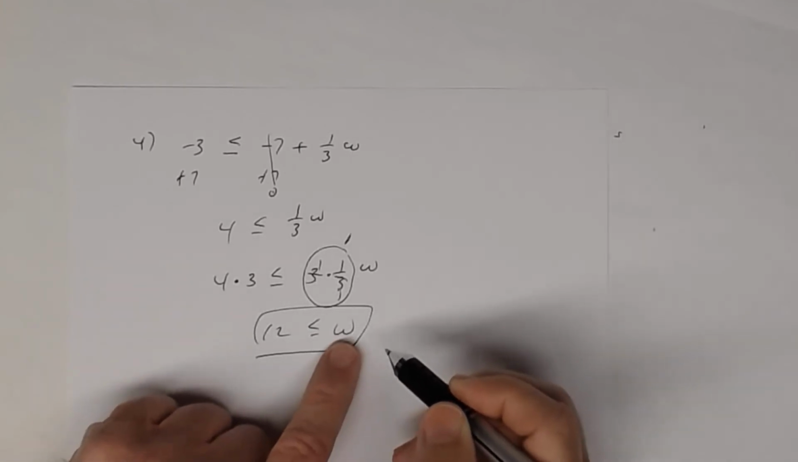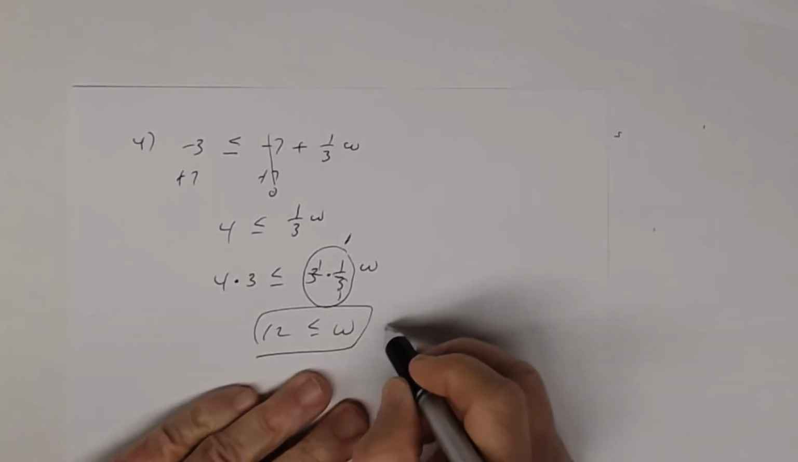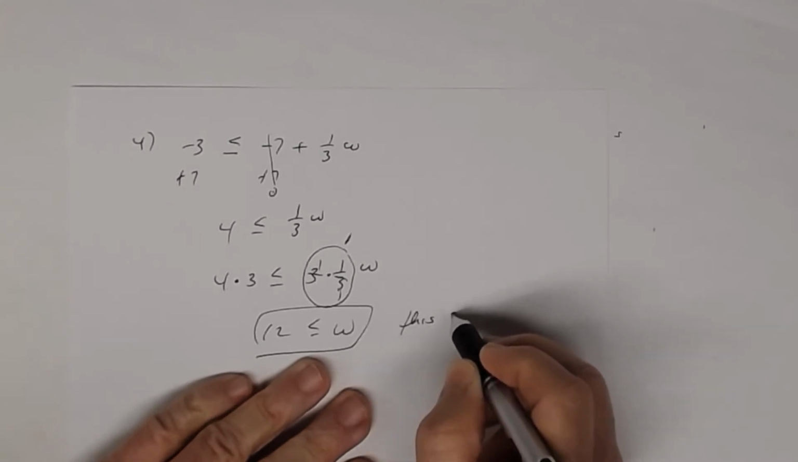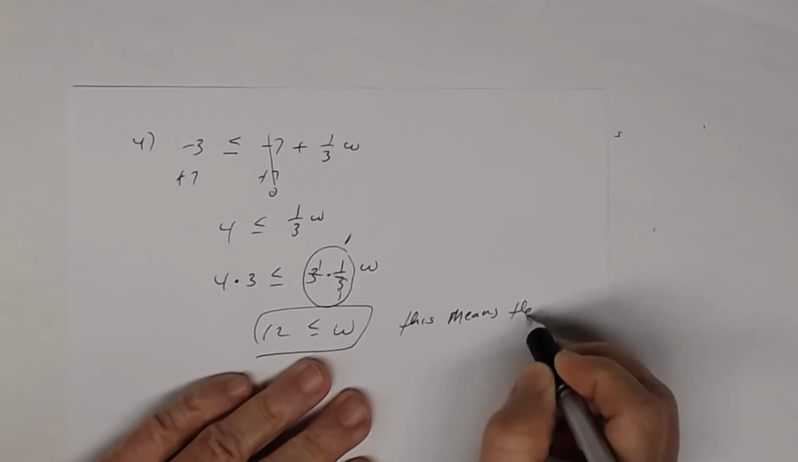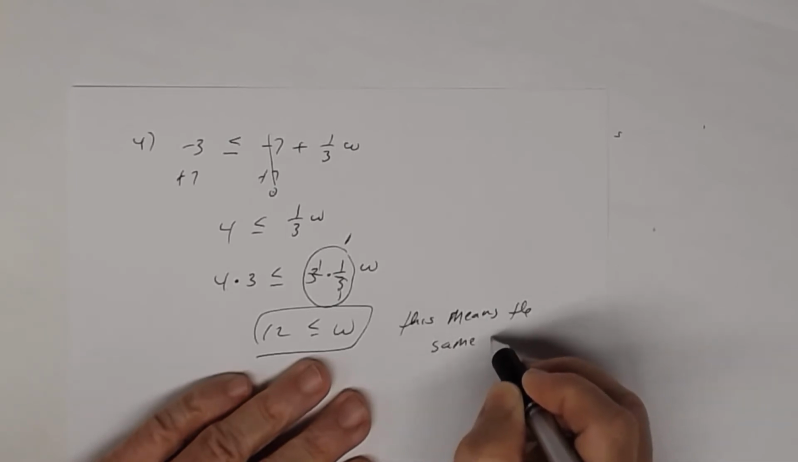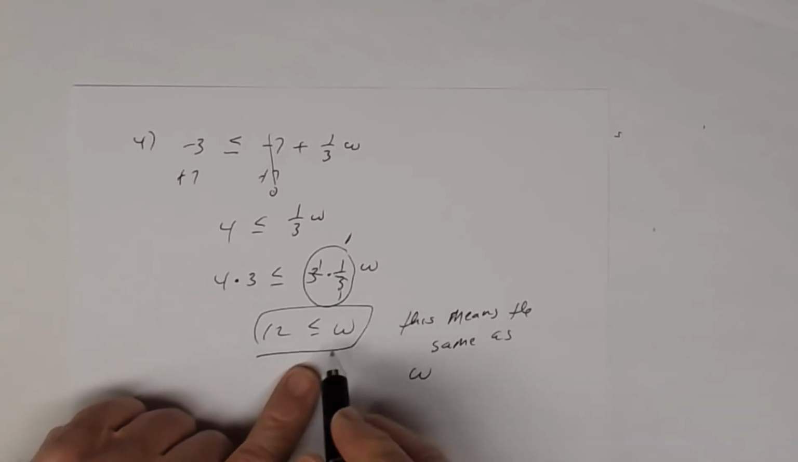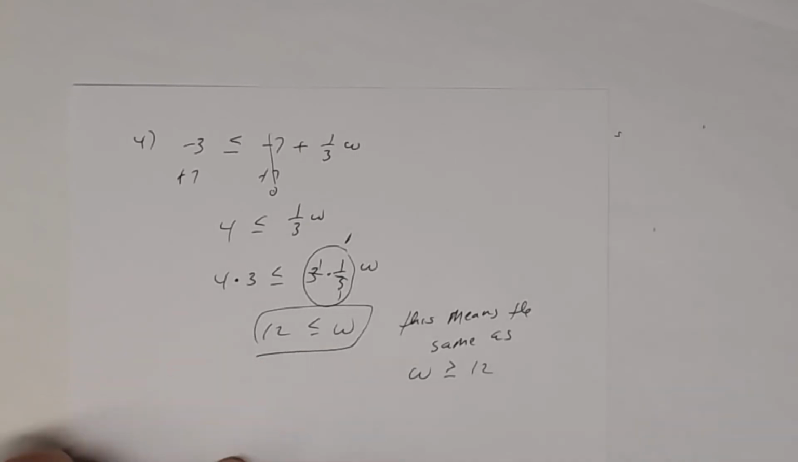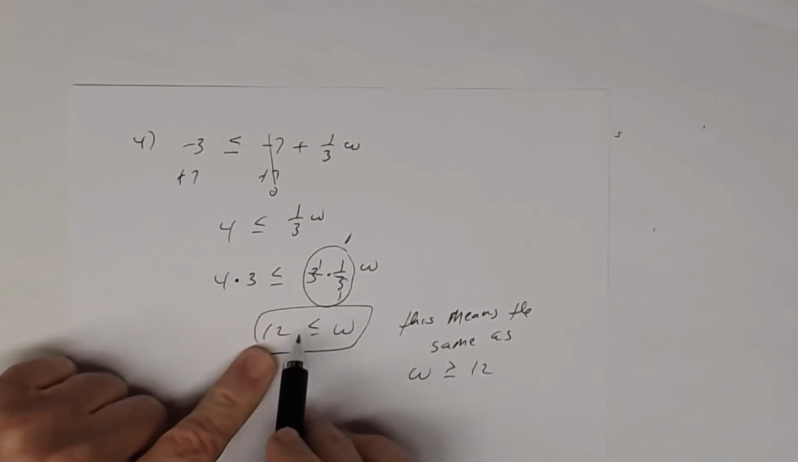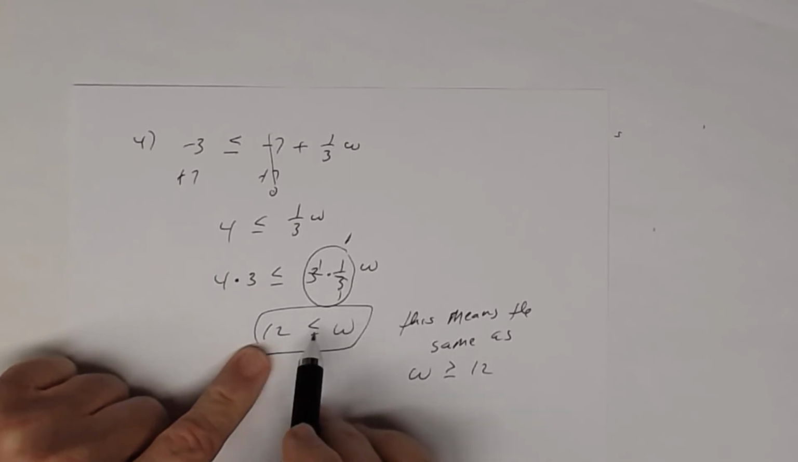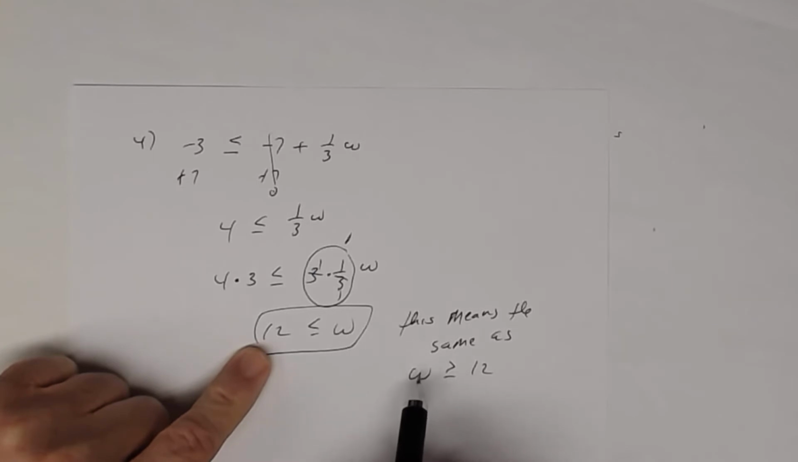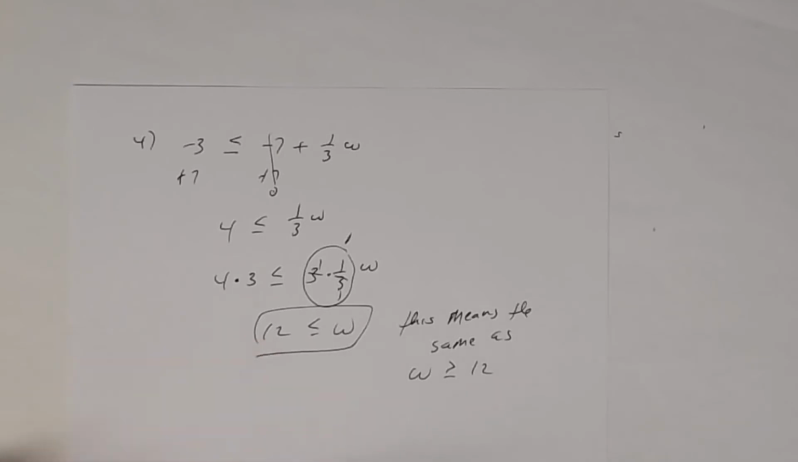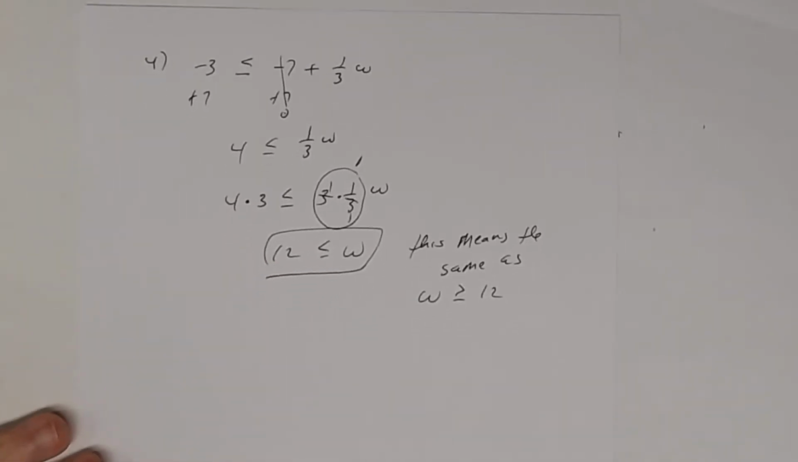But you see how the variable's on the right-hand side? Let's go ahead and bring it to the left-hand side. So this means the same as, or this is equivalent to, and then let's write it backwards. w is going to be greater than or equal to 12. So this and this mean the same thing. 12 less than or equal to w means that 12 is the smallest number. Or it also means that w has to be greater than or equal to 12. All right, so that's number 4. Not difficult at all, right? Very simple process, a very simple process.